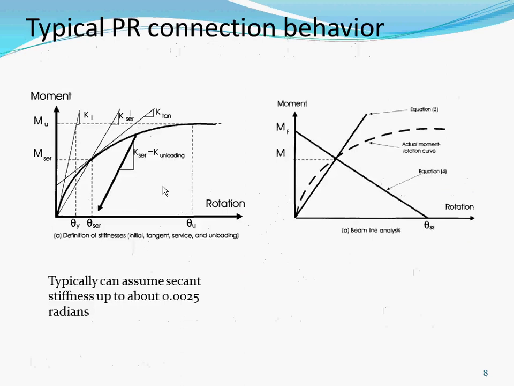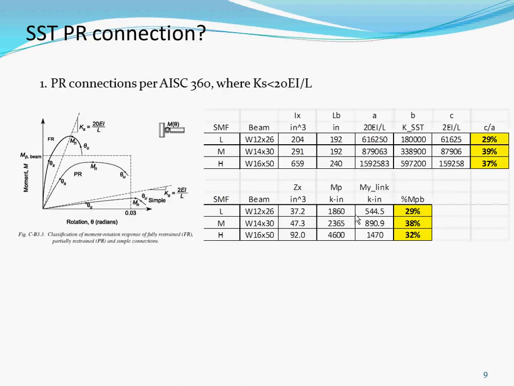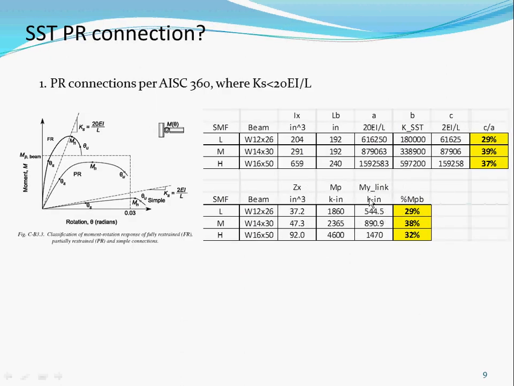So our connection is the link. We're saying if your connection is greater than the beam, then that's going to be a rigid connection. Well, our link is only this much compared to the beam. So we're going to be always less than the beam. So we always will fall in that range as a PR connection.